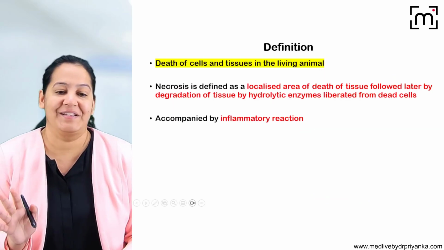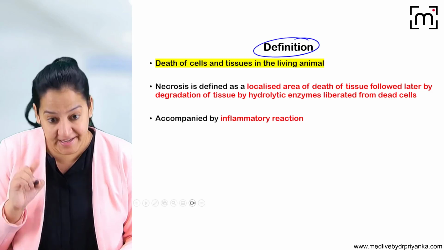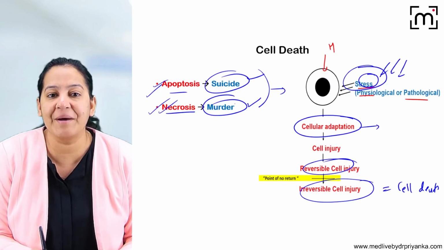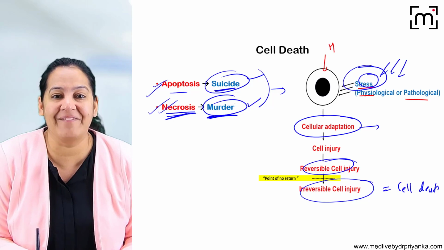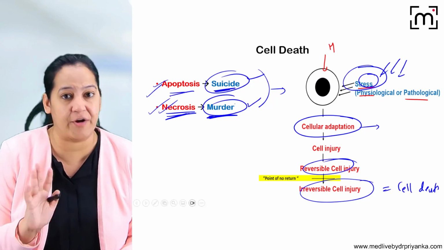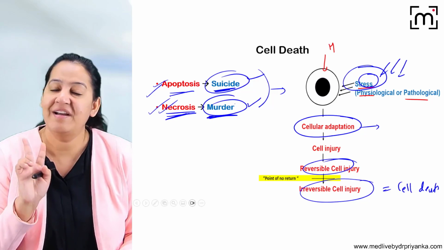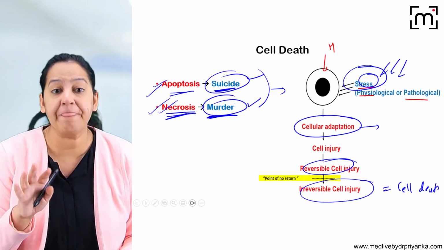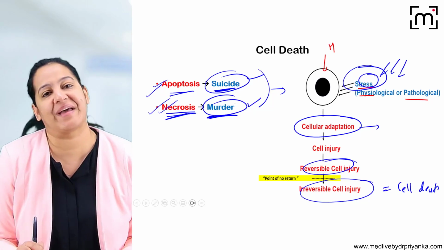So let me tell you first of all the definition of necrosis. Here in this session we are going to cover the murder. The murder is the necrosis. The suicide is already covered. I mean the apoptosis is already covered in one of the sessions. You must watch that also. Watch the suicide and murder back to back, the 2 sessions together. You will have a better understanding if you understand apoptosis and necrosis together.